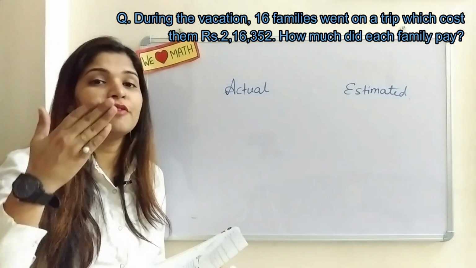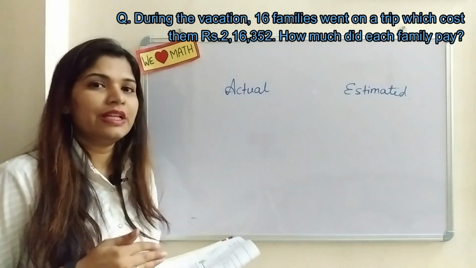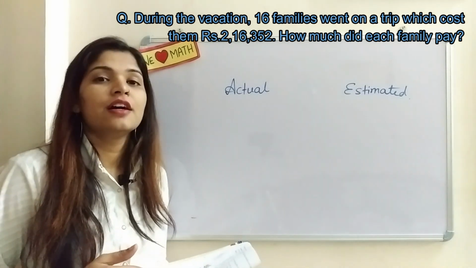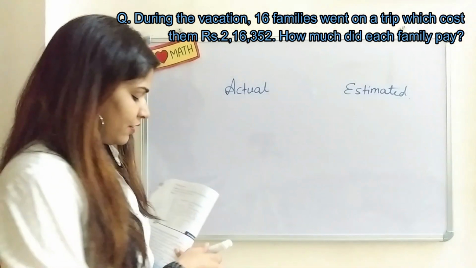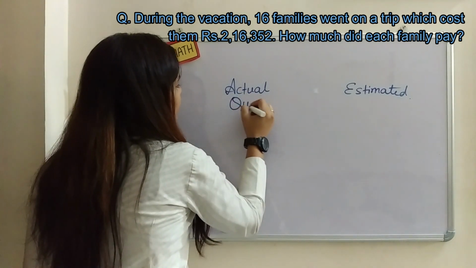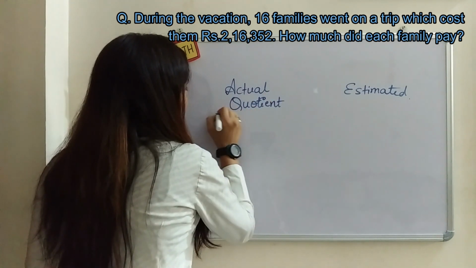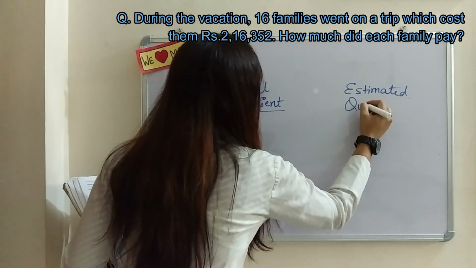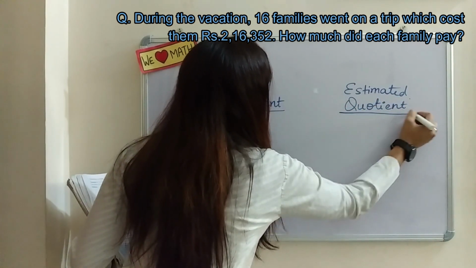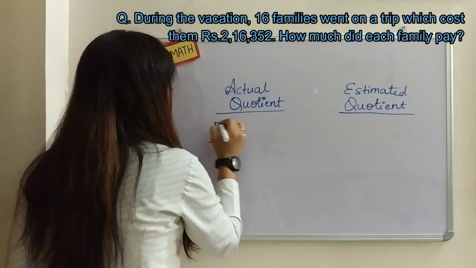What you did, you have equally divided the amount among all 5 friends. So here also you will equally divide the amount among 16 families. That means you need to do the division. So for that we need to write down the actual quotient, because the answer of division is known as the quotient, and the estimated quotient.